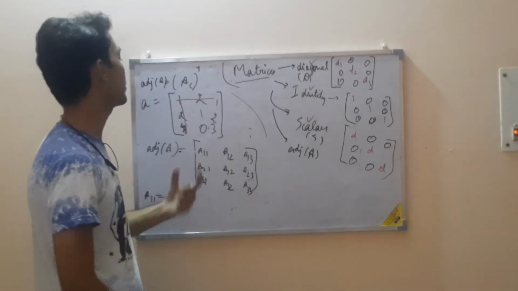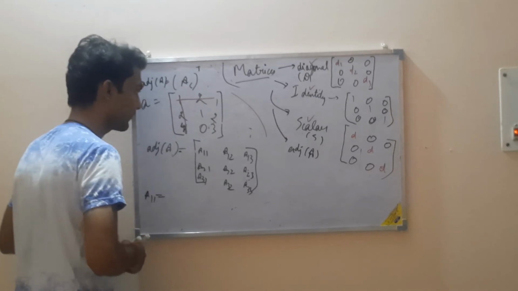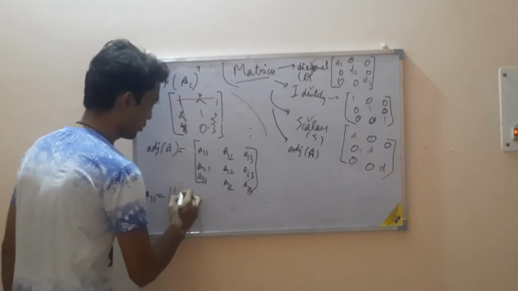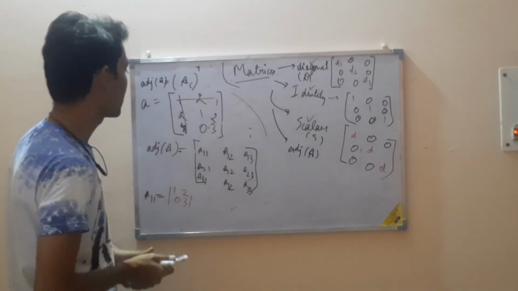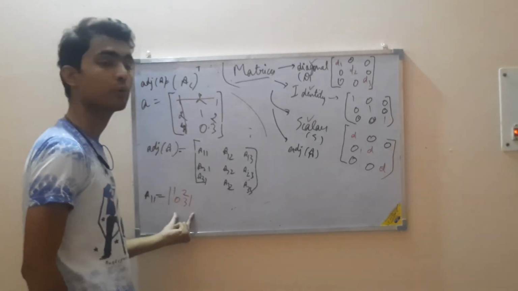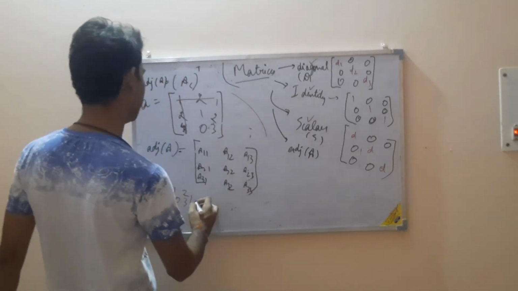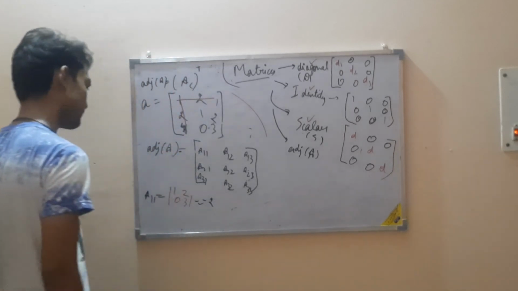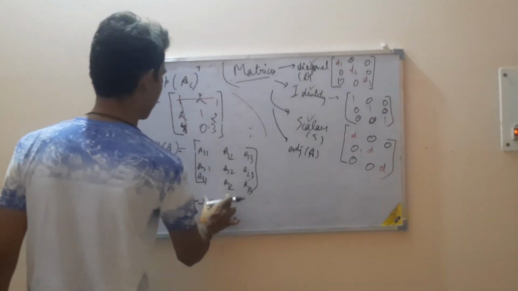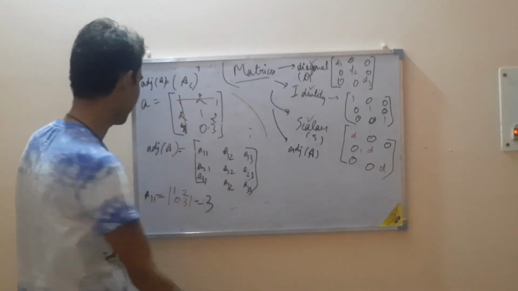Now our focus should be only on the remaining values. Consider A11 as 1, 2, 0, 3. We will find the determinant of this 2 by 2 matrix. It's very easy: it will be 3 minus 0, which is positive 3. Again, be attentive.